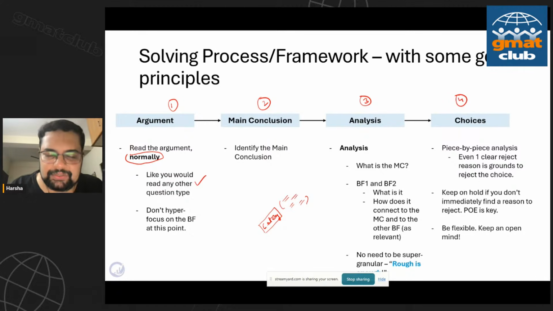Just because those two statements are in bold doesn't mean you have to hyper focus or over obsess over those. Read the damn thing normally. We have time to figure out those things later. First, read the argument. That's step one.